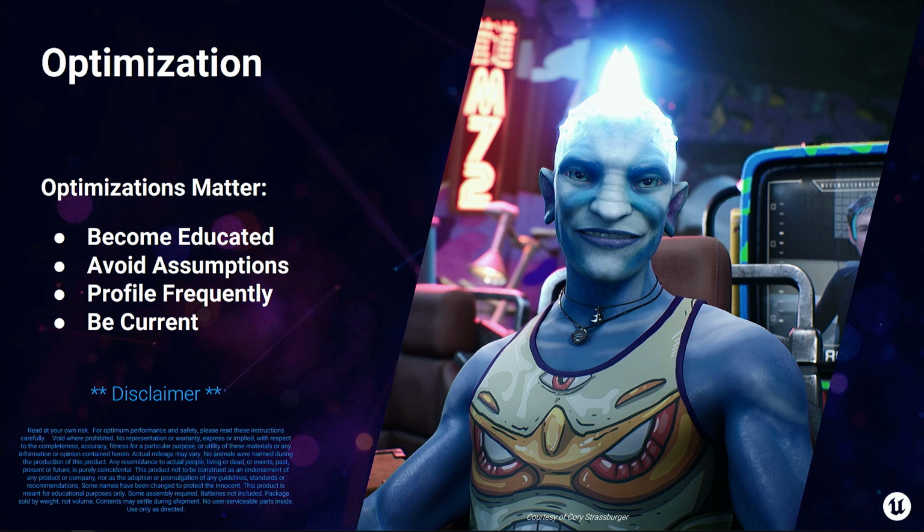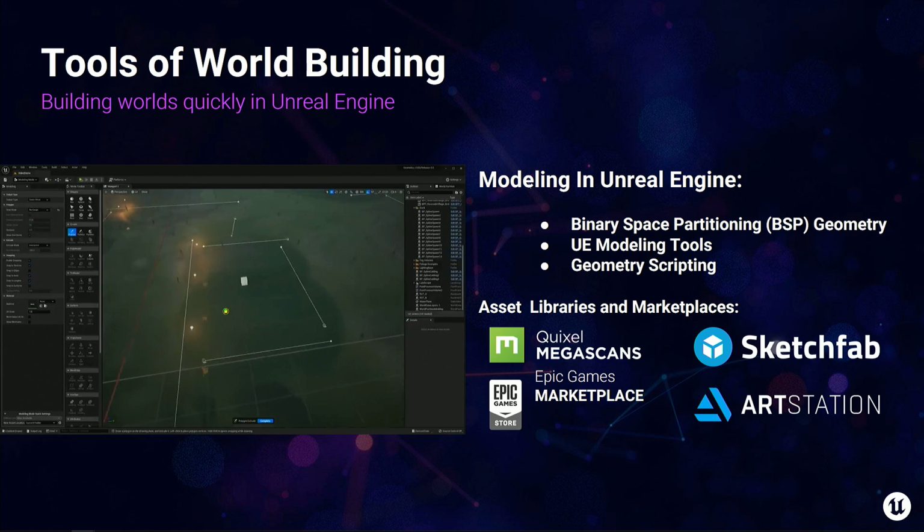And then lastly, be current with future changes and updates. The engine is constantly changing and improving, and workflows that were once tried and true and performant in the past may not be as good as the new upcoming workflows. A good example of this is the recently released Nanite and Lumen in UE5, which replace older systems and are much more performant than the older systems.